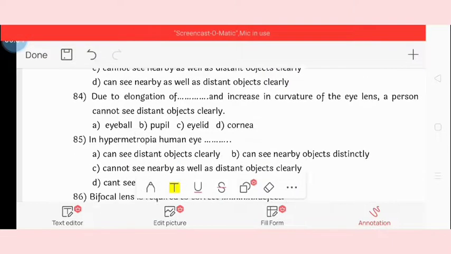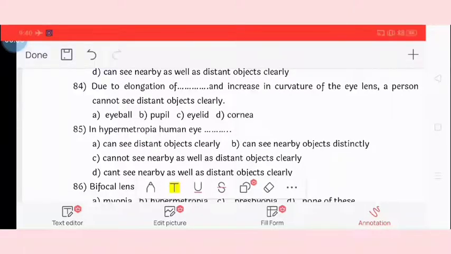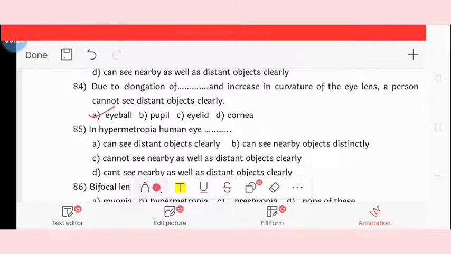Next question. Due to elongation of dash and increase in curvature of the eye lens, a person cannot see distinct object clearly. So the correct option is eyeball. Due to elongation of the eyeball and increase in the curvature of the eye lens, a person cannot see distinct object clearly.